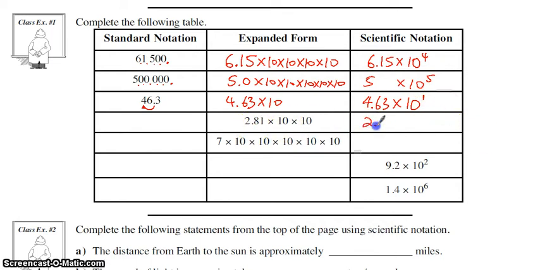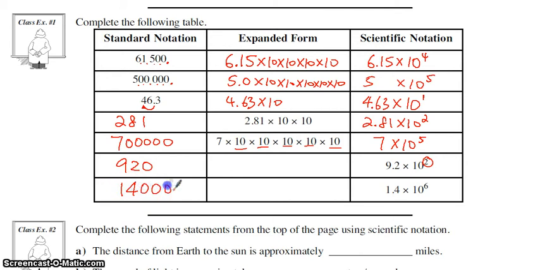Here, 2.81 times 10 to the power of 2. 1, 2, 3, 4, 5. 7 times 10 to the power of 5. If I put it here, it says 7. 1, 2, 3, 4, 5. I'm moving 5 decimal places. For this one, I move 1 decimal place, 2 decimal places. 1, 2. So that's the answer. Here, 9, I move 2 decimal places. 1, 2. Here, 1, that's where the decimal point is supposed to be, but now I move 6 places. 1, 2, 3, 4, 5, 6. Okay, so that's the answer.